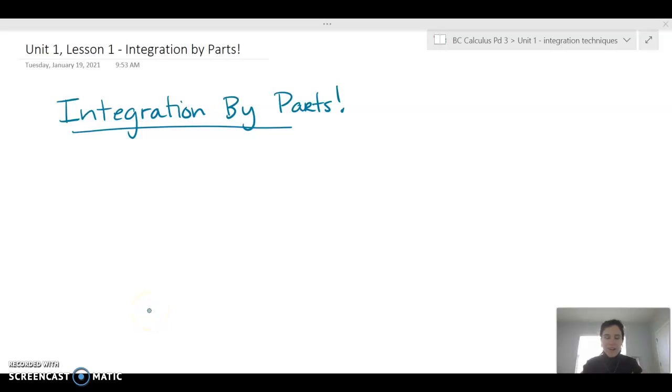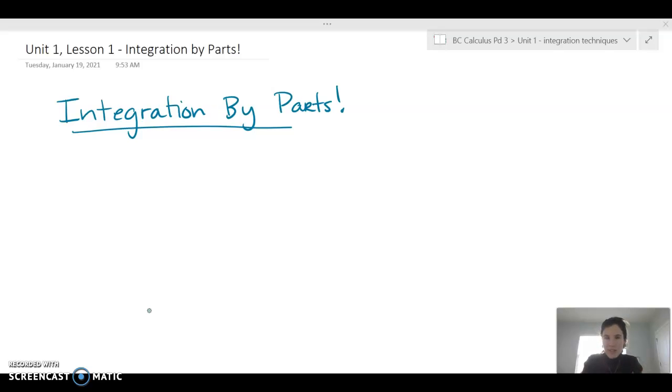ABC, we are going to be diving into our advanced techniques of integration. Building upon our knowledge with our straight integration rules, then we also learned U-sub. Today we're going to be learning the new technique, and that is integration by parts.